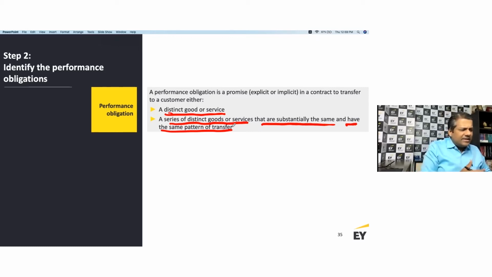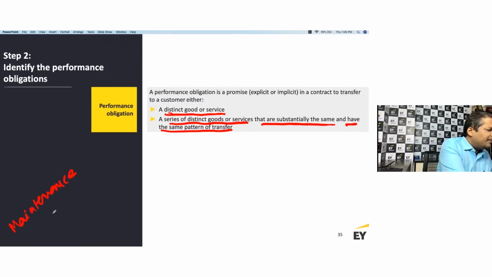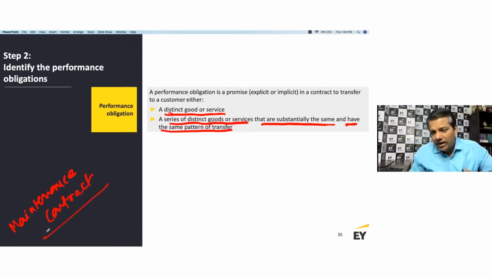Now, what is a series of distinct goods or services, right? When we look at a series, ordinarily we experience it with something like, let's say, a maintenance arrangement, right? So what happens in a maintenance contract, there's a promise which is being made, right? That I stand ready to perform whenever you need. So every day, actually, I'm ready to perform. You need to demand performance from a maintenance contract perspective. So that's a series of performance obligations which I'm doing every day.